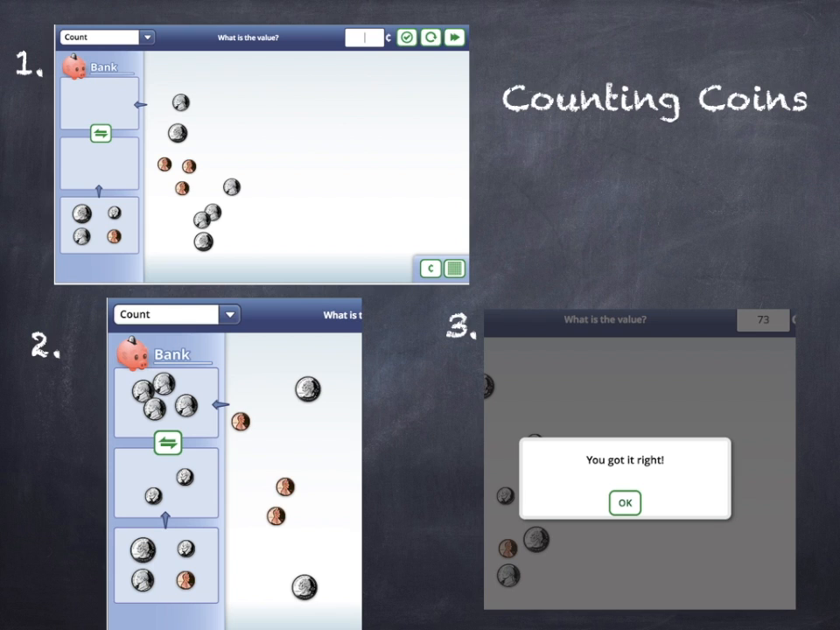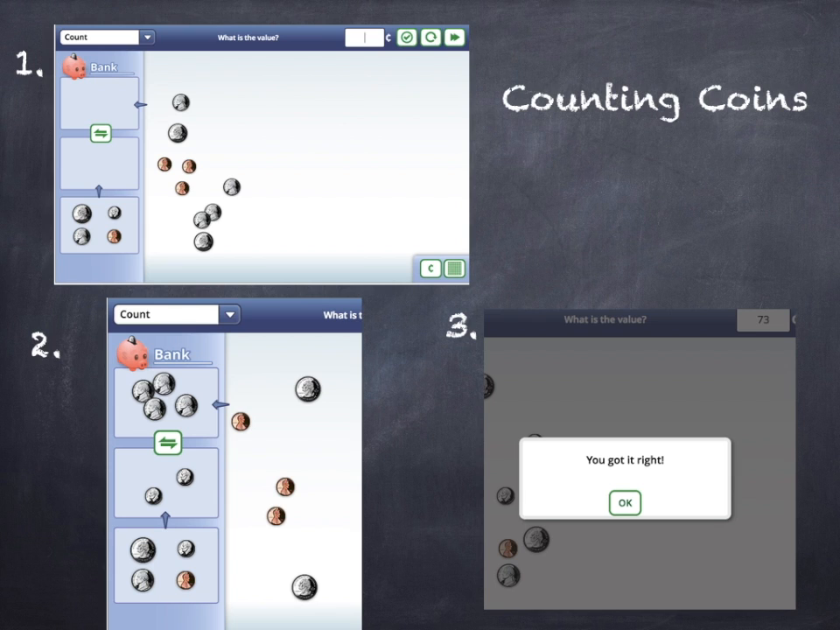So if we look at screenshot 1, it gives you a set of coins and you need to determine the value. And you're going to determine the value by first exchanging the smaller coins for larger coins. So in the second screenshot, we see that I had 4 nickels, and I put that in the first box where it says bank, and then I exchanged it for 2 dimes to make it a little bit easier for me to count them.